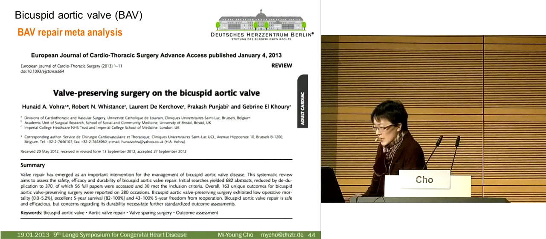So there was this meta-analysis of valve preservation surgery in bicuspid aortic valve. Of course, there are different techniques and also different ways to describe the results, so it's not comparable. But the group showed in her review that bicuspid aortic valve repair is safe and efficacious. But we need further standardization of outcome, of course.